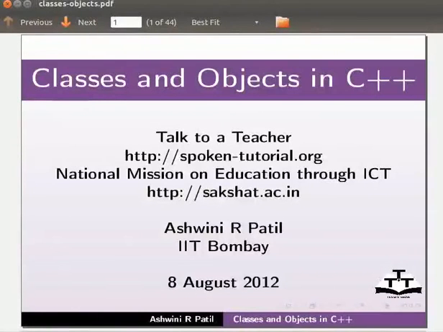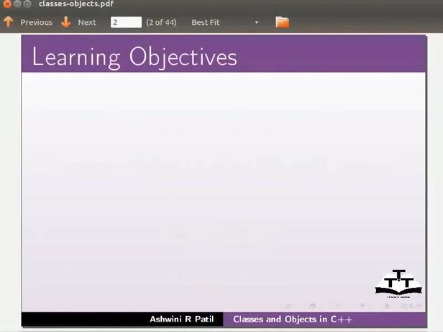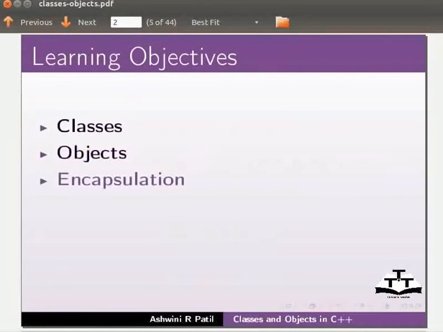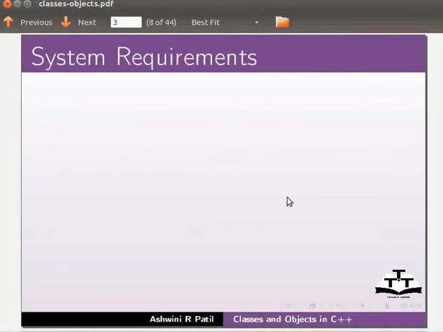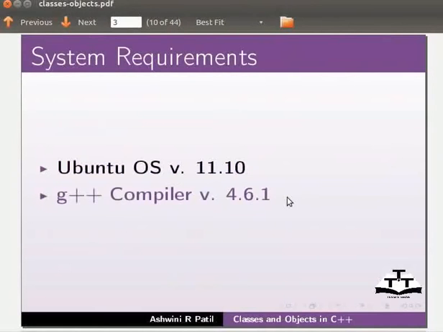Welcome to the spoken tutorial on classes and objects in C++. In this tutorial we will learn classes, objects, encapsulation and data abstraction. We will do this with the help of an example. To record this tutorial I am using Ubuntu operating system version 11.10, G++ compiler version 4.6.1.